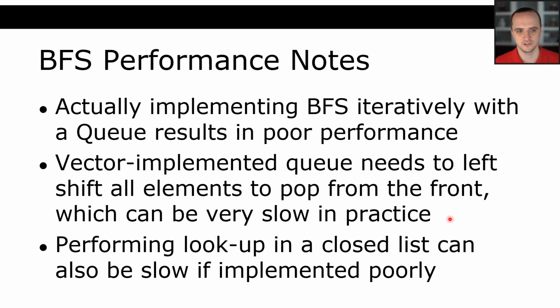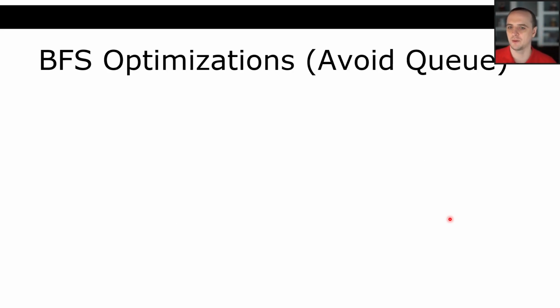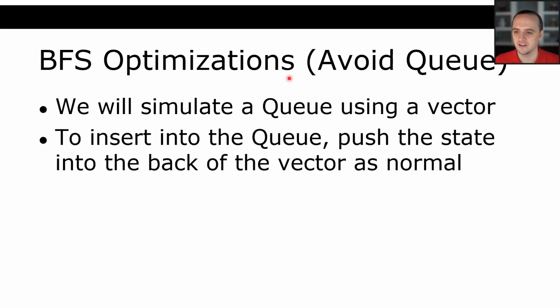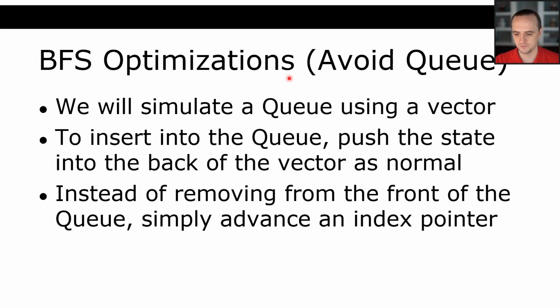So here's the first optimization, and this is how you avoid a queue and the deletion from a queue when you're doing a breadth first search. What we're going to do is, instead of using a proper queue that's going to delete things from the front, we're just going to use a vector. If we want to insert into the queue, you're going to push the state into the back of the vector. That's normal, right? Pushing onto a queue means inserting on the back.